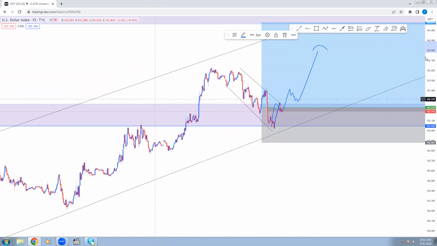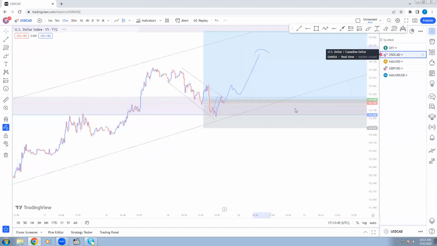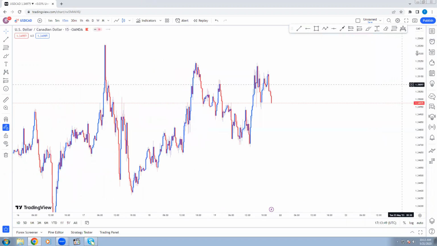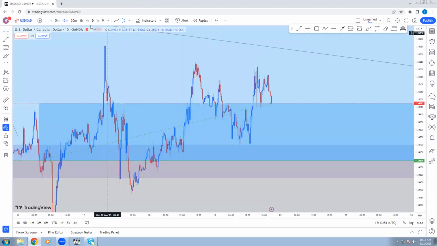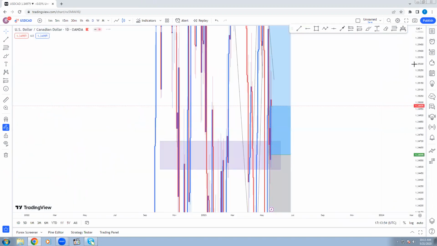So that means all the USD pairs have a potential of buying. The USD-based pairs have the potential of buying, you know, and all the pairs that are against the USD are what has the potential of selling, you know. So let's look at USDCAD.